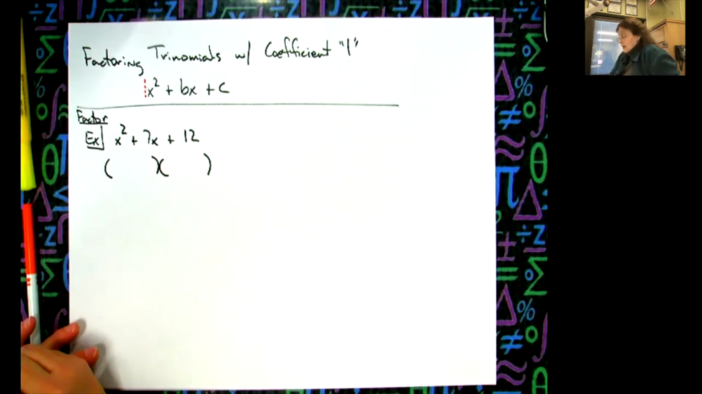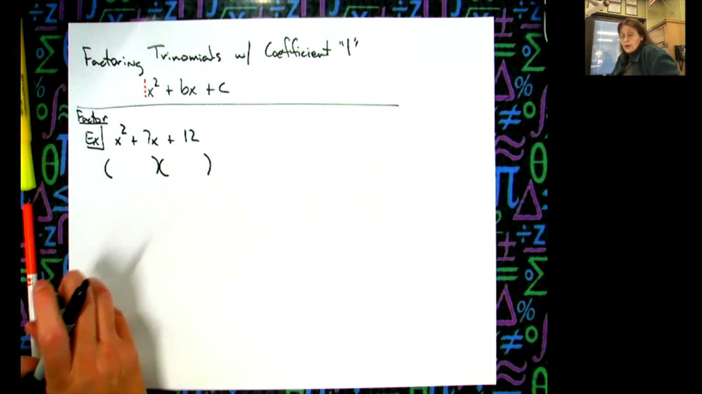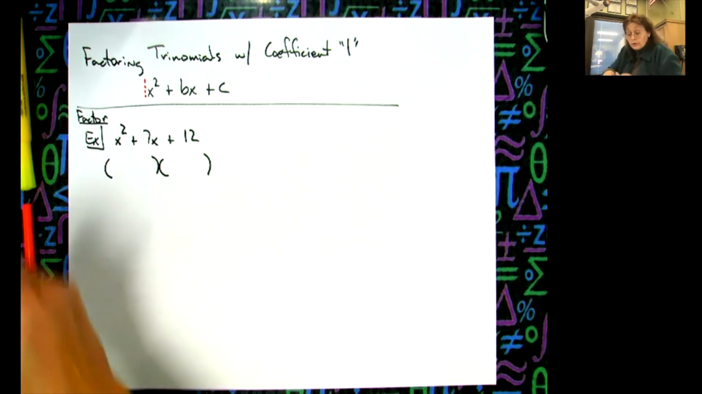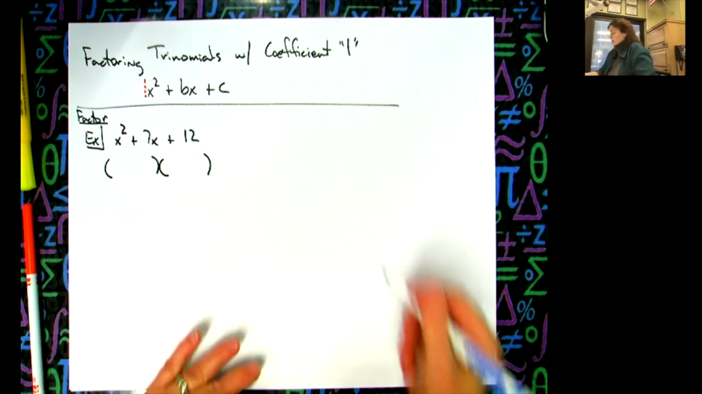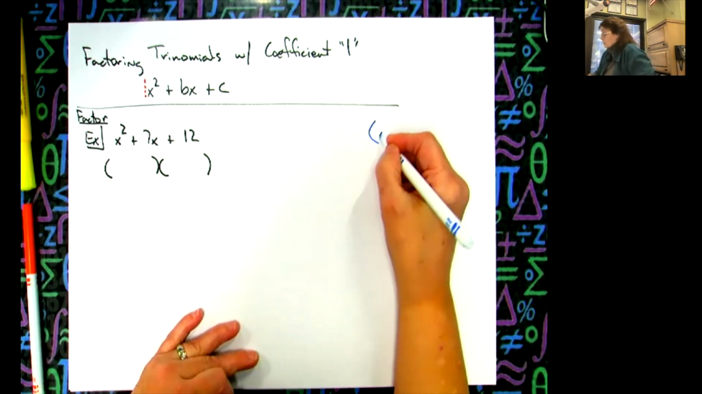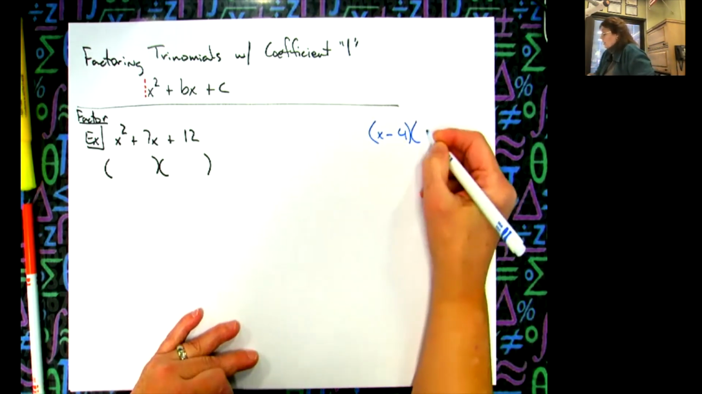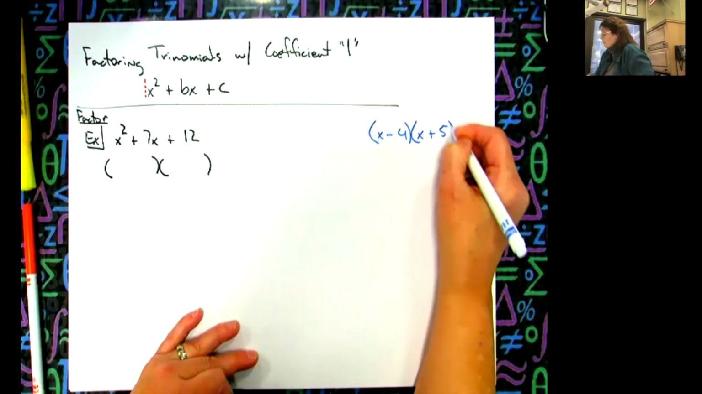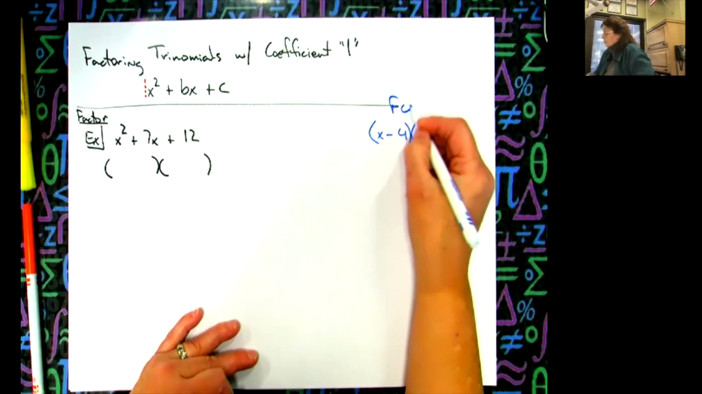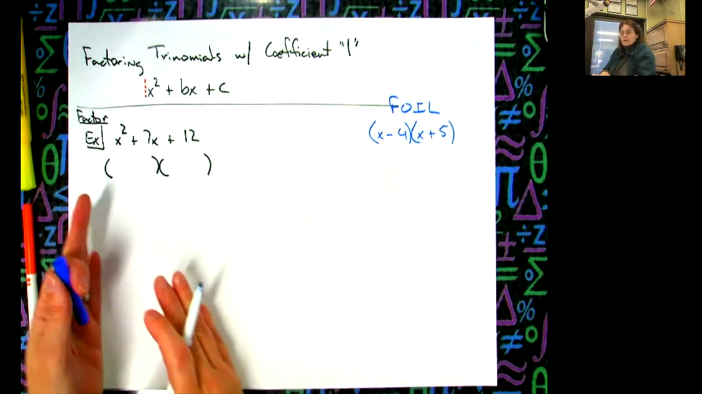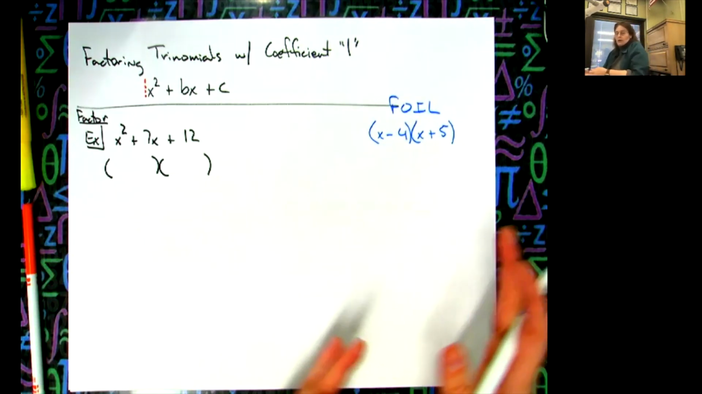Now think about what we did yesterday. If I had 2 binomials, what did we do? We FOILed it out. Like yesterday, if I had something like x minus 4 and then x plus 5, what did we do? We FOILed, right? We multiplied, and factoring is undoing our multiplying.